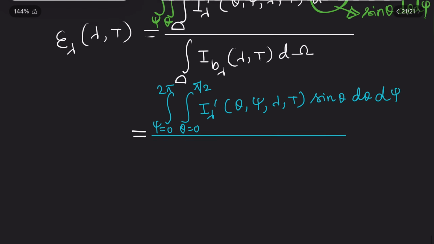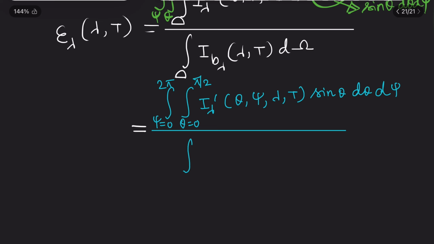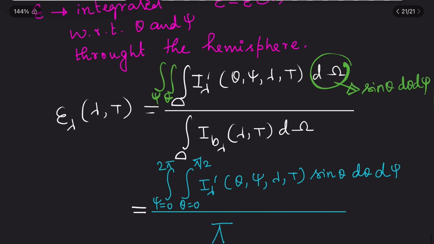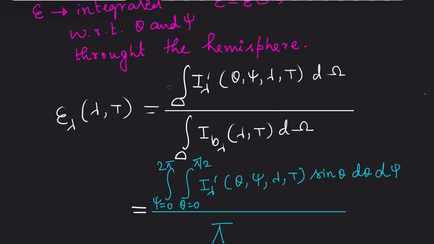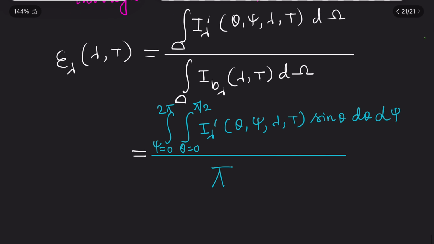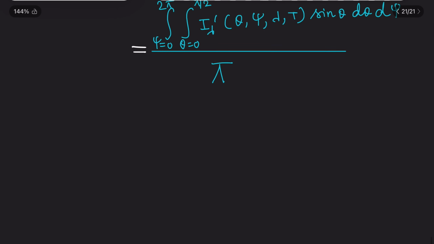Now this thing we have already derived, that this total thing is nothing but our pi. I am just removing these things because I have already done it in the next step. So this is our spectral hemispherical emissivity. Clear? I hope it is clear.